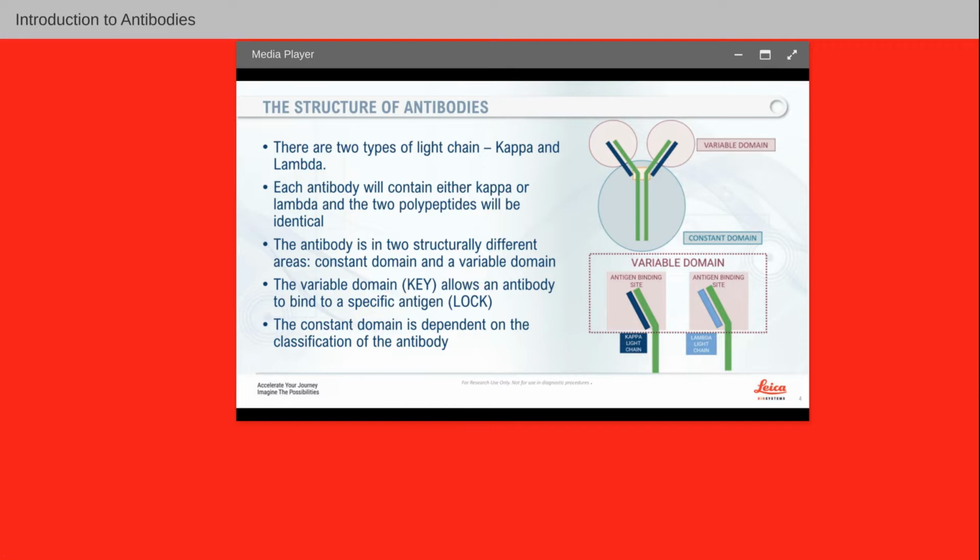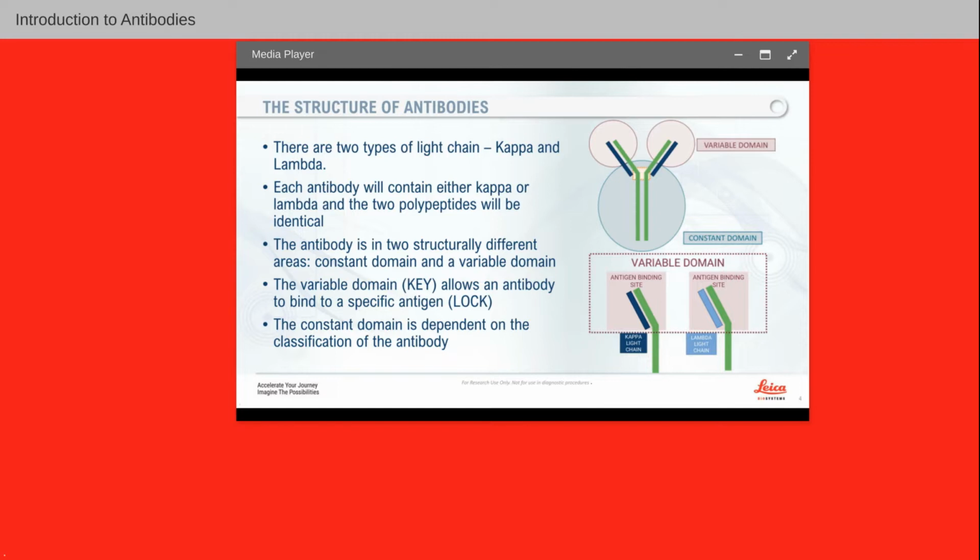Structurally, antibodies have 2 significantly different areas. The first can be called the constant domain. So this forms the lower part of the Y shape, and it only includes the heavy chains. The variable domain is the second area, and this includes the heavy and light chains at the top of the Y shape, the arms of the Y.